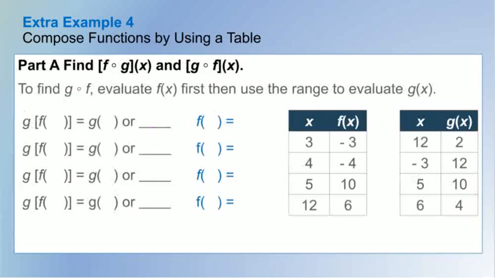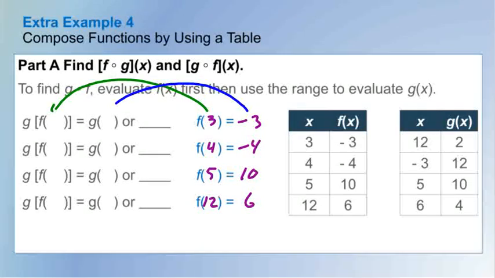Now let's do g of f of x. For this one, we have to start with f of x. So I'm going to put a 3, 4, 5, and 12. Match those up with -3, -4, 10, and 6. So these will go here, and these will go in here. We have 3, 4, 5, and 12. And over here we get -3, -4, 10, and 6. Now we match them up.